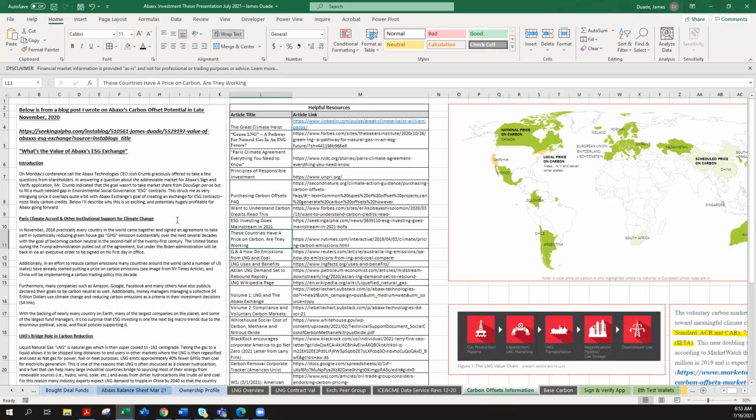And so I had written this discussion on carbon offsets. I think it's still relevant. There are some helpful resources that I've included over here about what carbon offsets are. And like I mentioned, Luke, who is another shareholder in Abaxx, has written some pretty good Substacks on LNG and the Abaxx exchange, as well as voluntary and compliance carbon markets. I think those do a better job than I could. It's definitely something that Abaxx is looking at right now.